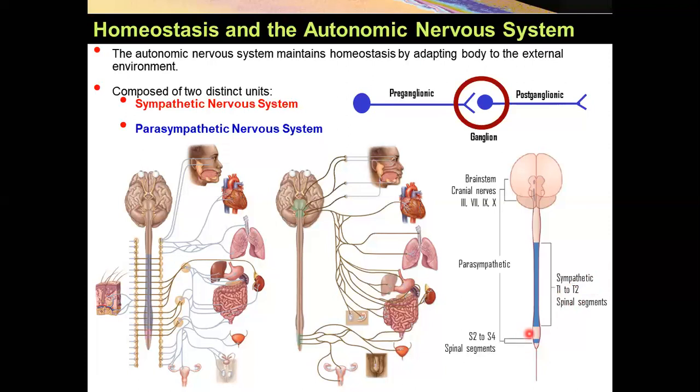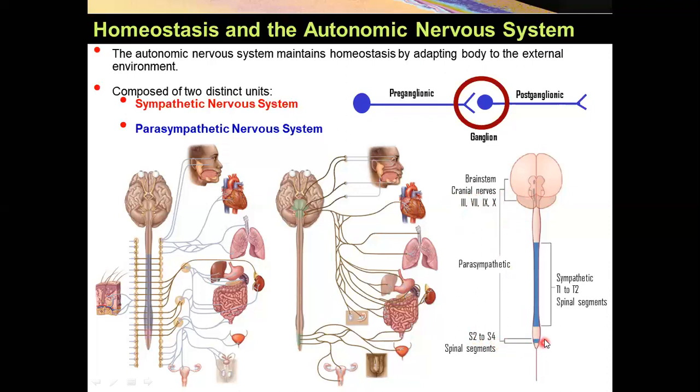And for the parasympathetics, preganglionic cell bodies of the parasympathetics are found in the brain stem, mainly in the cranial parasympathetic nuclei. These are the oculomotor, facial, glossopharyngeal, and the vagus nerves. And also the lateral horn of the spinal segments S2 through S4.